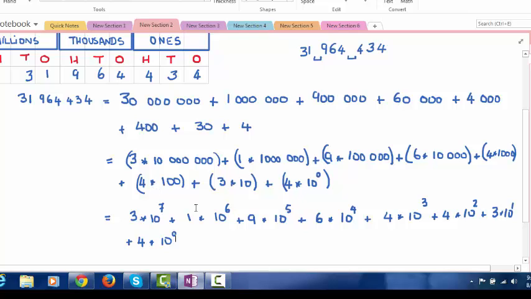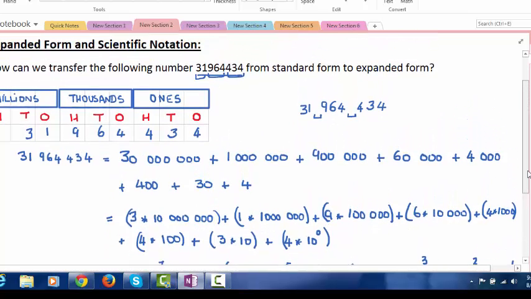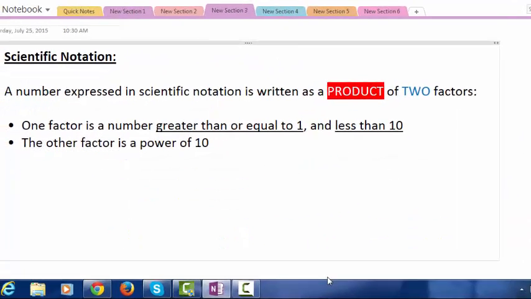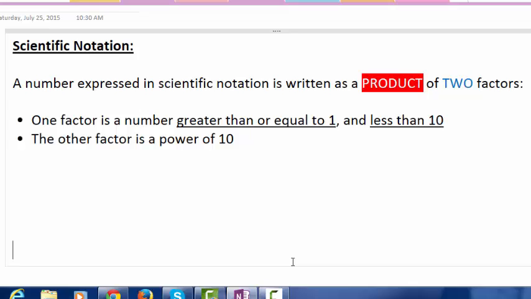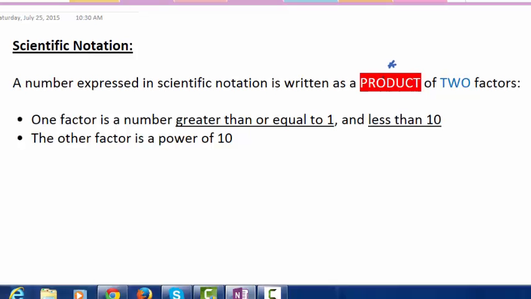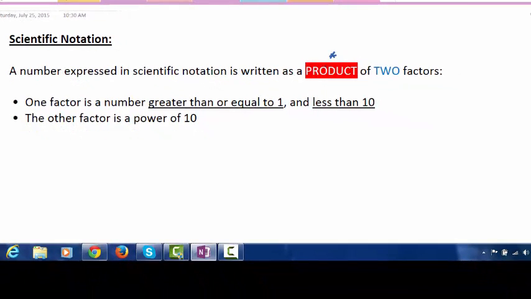So this is the first part of our lesson. Let's see the second part of our lesson, which is scientific notation. Very important to understand the definition. If we understand the definition, it's very easy to transfer any number to scientific notation. A number expressed in scientific notation is written as a product of two factors. The word product means multiplication of two factors. What are the two factors? The first factor is a number greater than or equal to 1 and less than 10. That means 1 is acceptable.